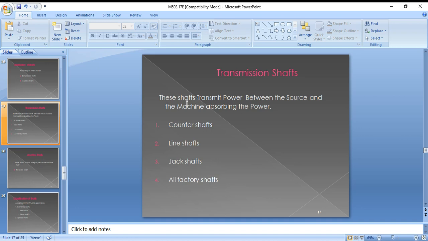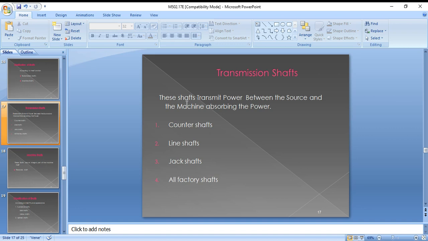So transmission shafts are used to transmit power between the source and the machine. Here the line shaft is a long continuous shaft which receives power from the source and distributes it to the different machines. The jack shaft is directly connected to the source of power, and from it other shafts are driven. So from the jack shaft it transmits to another shaft.